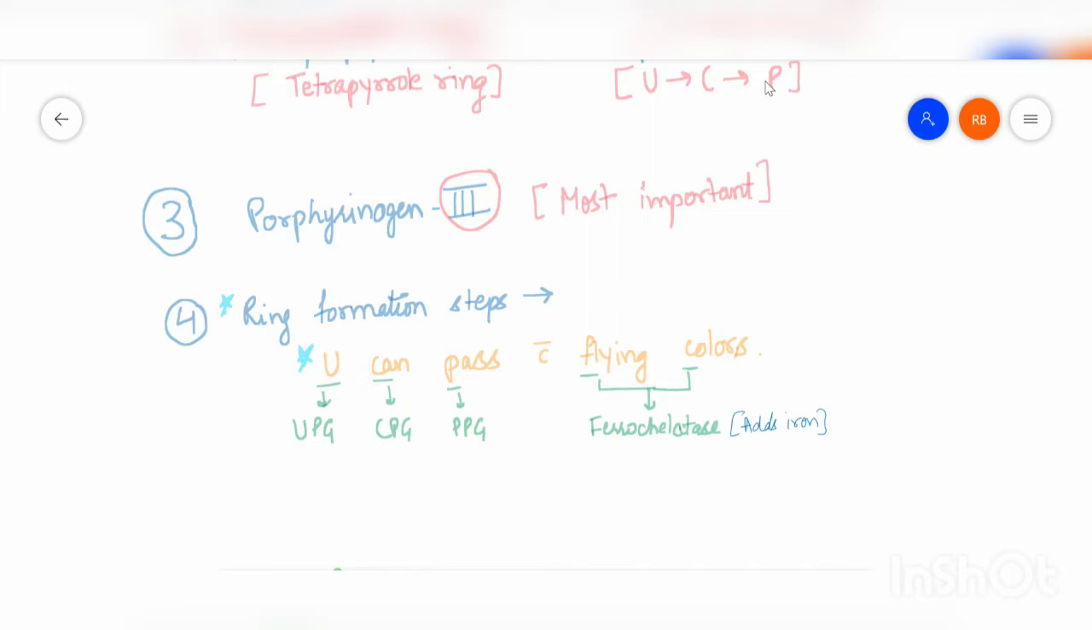Then coming on to the ring formation steps. Ring formation steps you need to remember by this mnemonic: You can pass with flying colors, where U stands for uroporphyrinogen, C stands for coproporphyrinogen, PAS stands for protoporphyrinogen, and flying colors FC stands for ferrochelatase. Okay, ferrochelatase adds iron and ultimately leads to the formation of heme.